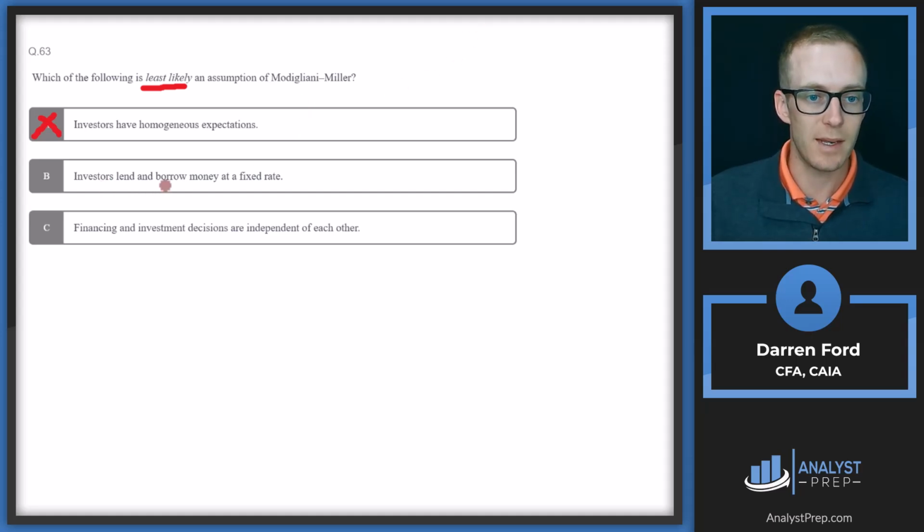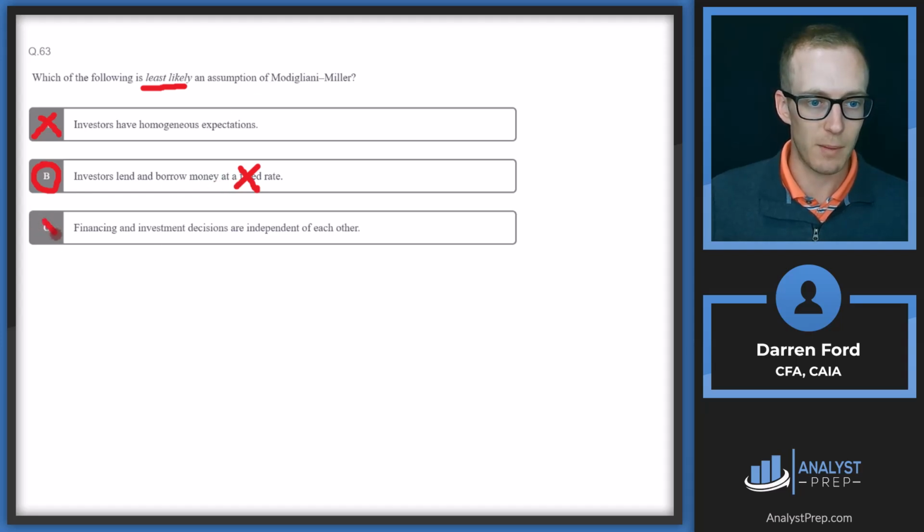B, investors lend and borrow money at a fixed rate. The key here that's going to make this incorrect and likely our answer is this fixed rate portion. It assumes that investors can lend and borrow money at the risk-free rate, but that risk-free rate can float and change over time. And so it's not going to be at a fixed rate, it'd be at the risk-free rate for this to be an assumption.